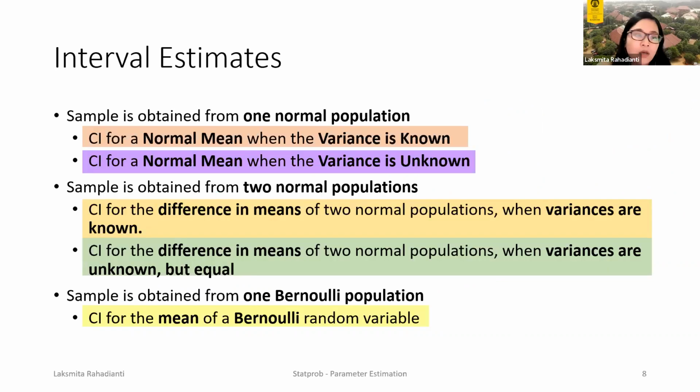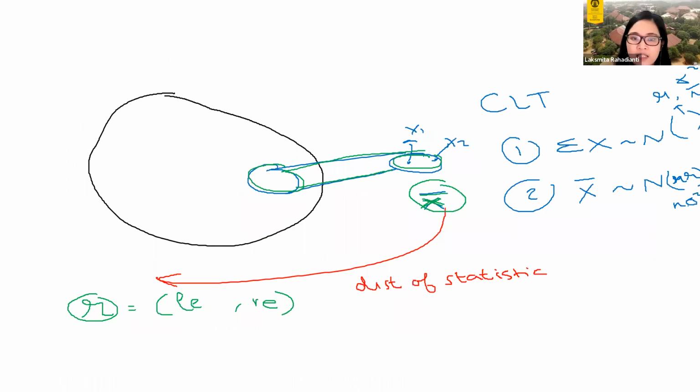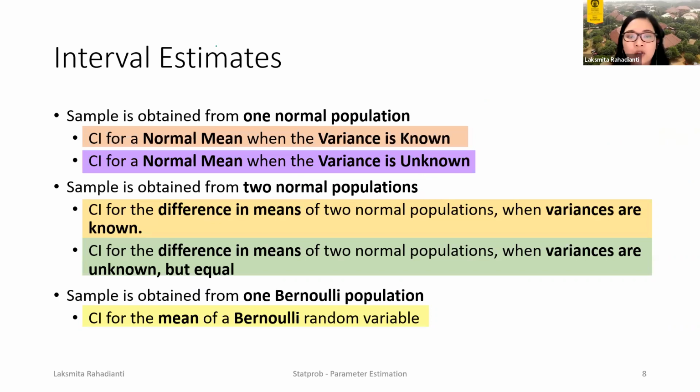There is the CI, the confidence interval that we just learned in the previous video, for a normal mean when variance is known, and confidence interval for a normal mean when variance is unknown. So there are two cases: if I know the variance of the population, or if I do not know the variance of the population. These are the first two cases, which I color-coded in orange and in purple.